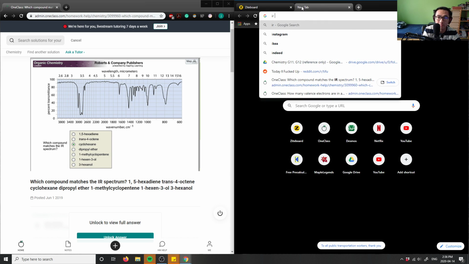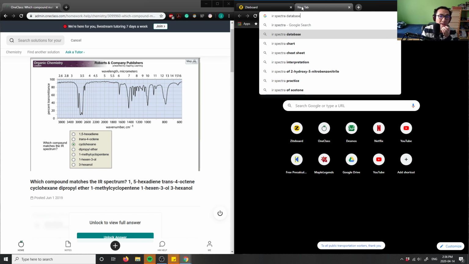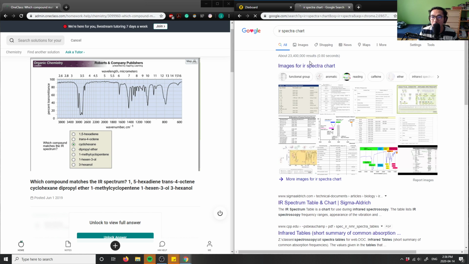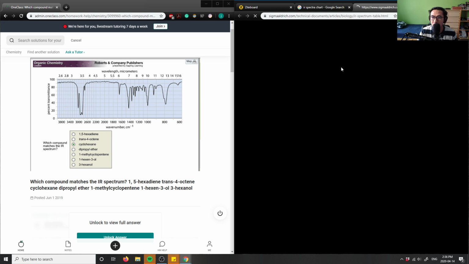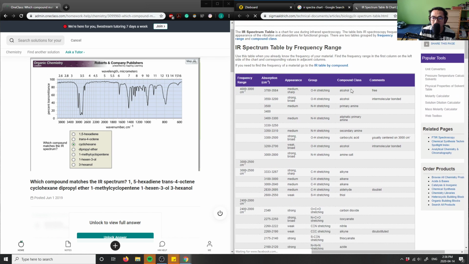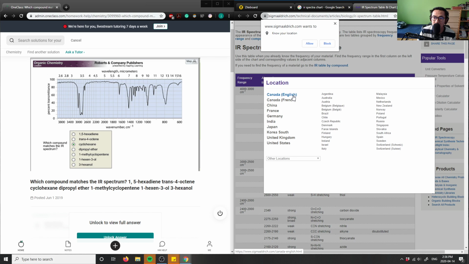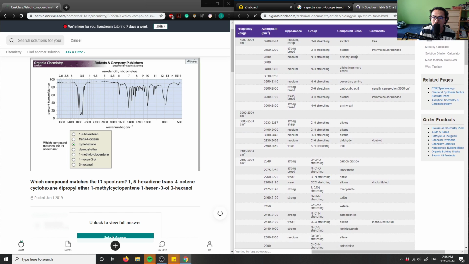So let me look up an IR spectra chart or something like that. And basically it shows you, let me just use Sigma-Aldrich, because this is a pretty good one here. It's by frequency range, right? I just want a graph. Okay, cool.